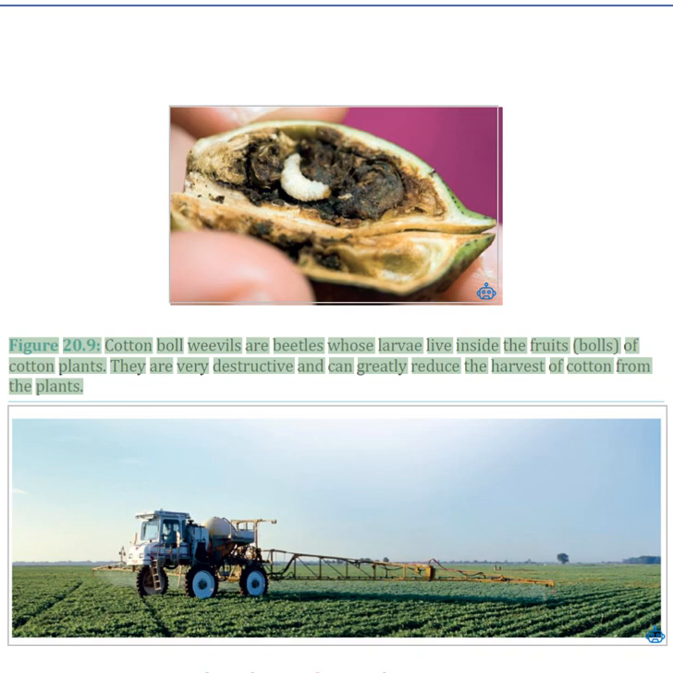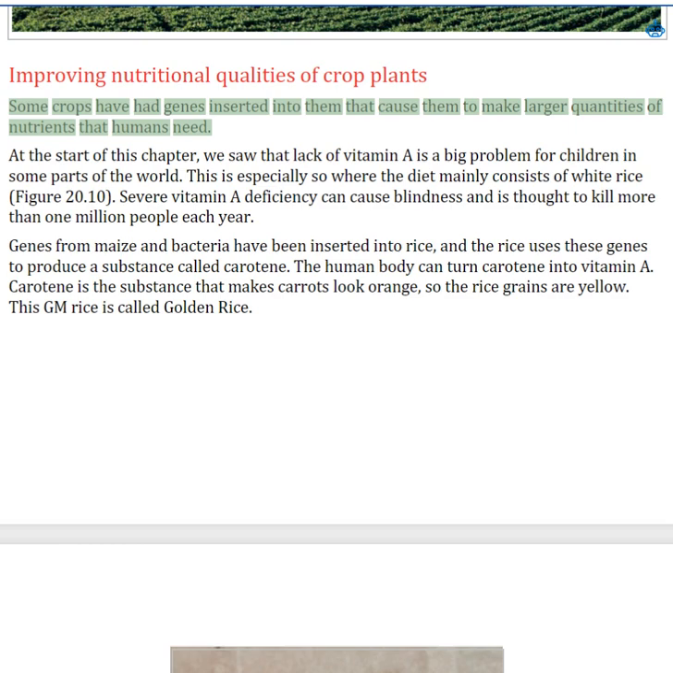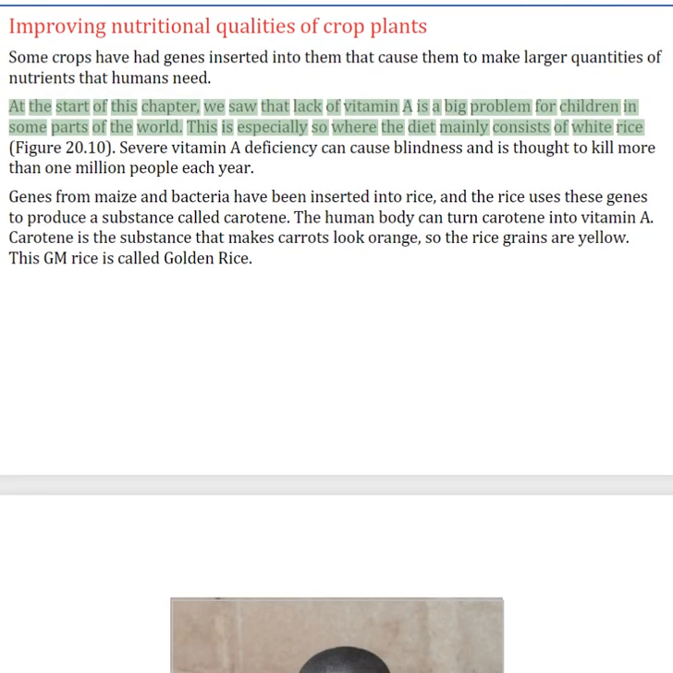Figure 20.9. Cotton boll weevils are beetles whose larvae live inside the fruits of cotton plants. They are very destructive and can greatly reduce the harvest of cotton from the plants. Improving nutritional qualities of crop plants. Some crops have had genes inserted into them that cause them to make larger quantities of nutrients that humans need. At the start of this chapter, we saw that lack of vitamin A is a big problem for children in some parts of the world. This is especially so where the diet mainly consists of white rice.